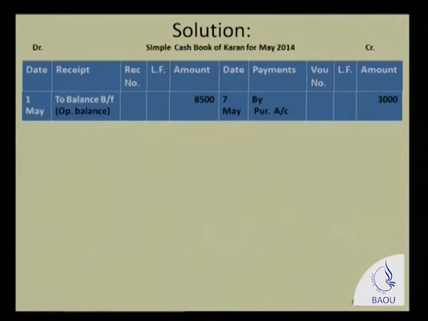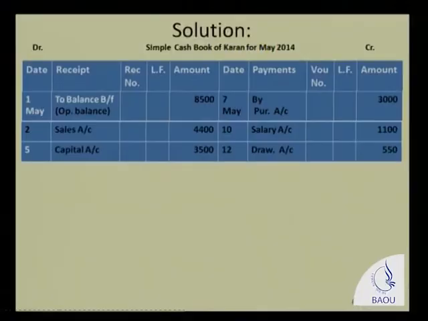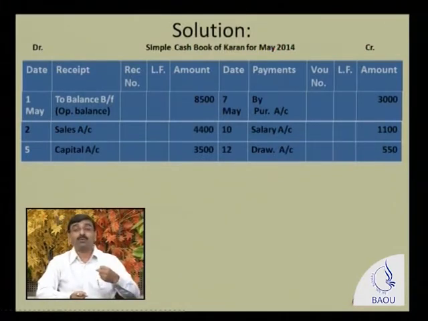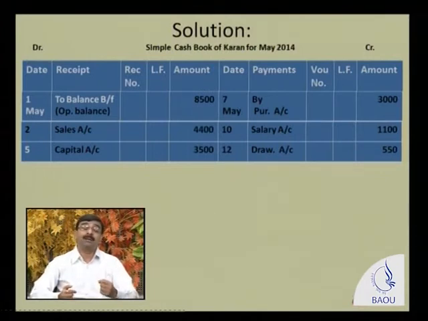Now see the next transaction: paid school fees of rupees 550 for his son. Ultimately this is a transaction related to a personal account. It means here the owner is actually spending money for himself, for personal use. If any transaction occurs for personal use, which account would be affected? The drawings account would be affected.